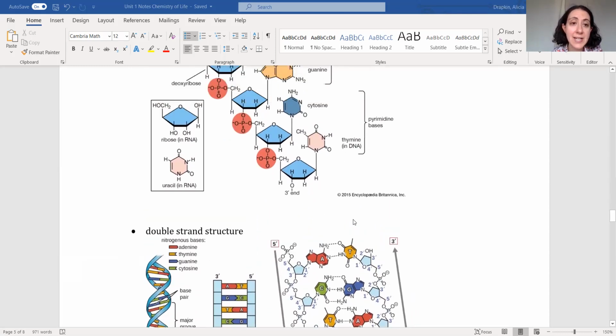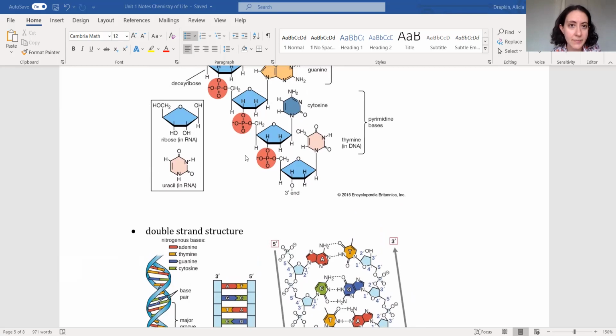Another difference between DNA and RNA is that RNA does not have thymine. It has uracil instead. And you'll notice there's only one tiny difference, and it's that right there. There's a carbon there. It's a methyl group, a CH3 group. Here it's just a hydrogen. So it's a very tiny, tiny, tiny difference.